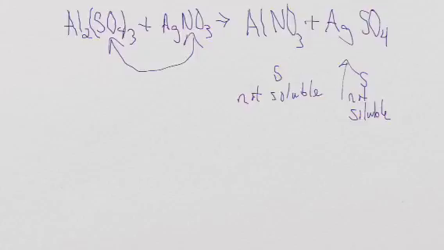If it does work, then you have to balance out the charges. So you go back, and aluminum has a +3, nitrate has a -1. So we have to put the nitrate in parentheses and use 3 of those to cancel out the aluminum. And then silver has a +1, sulfate has a -2. So we're going to have to use 2 silvers to cancel out the sulfate.